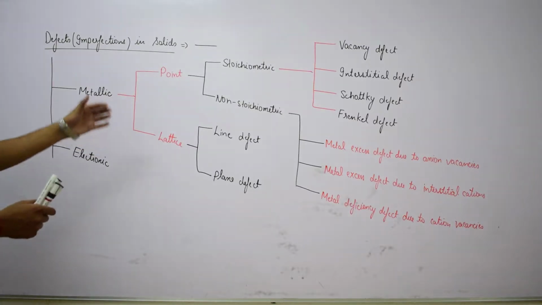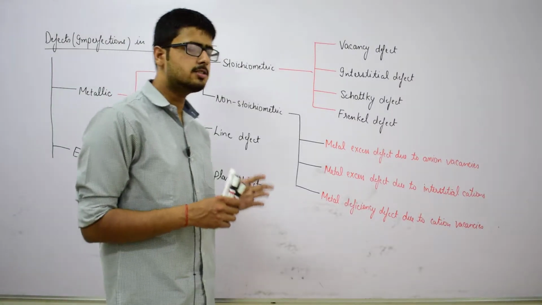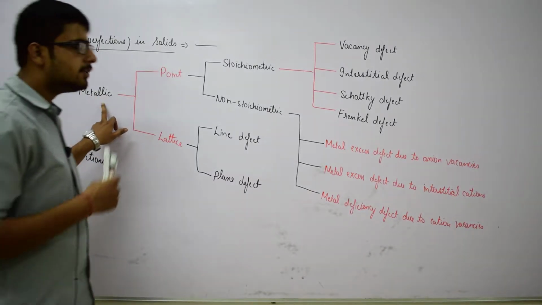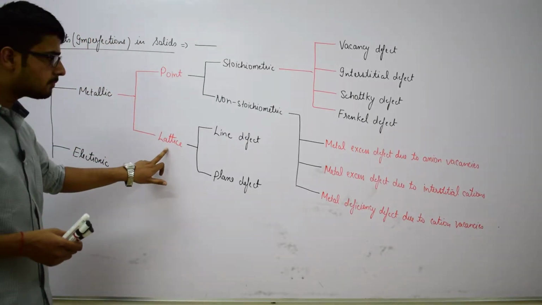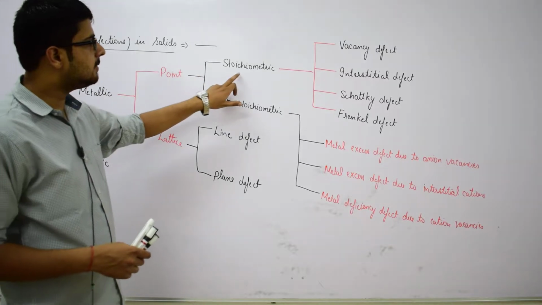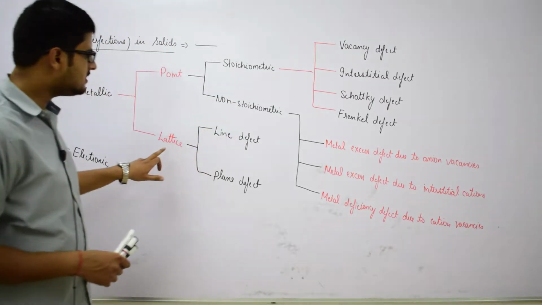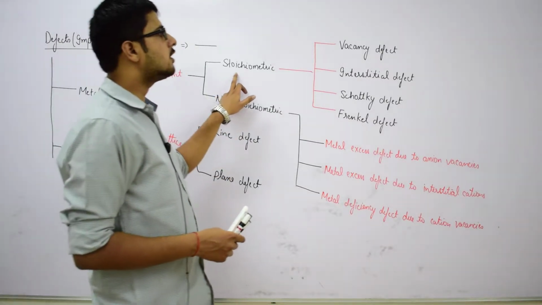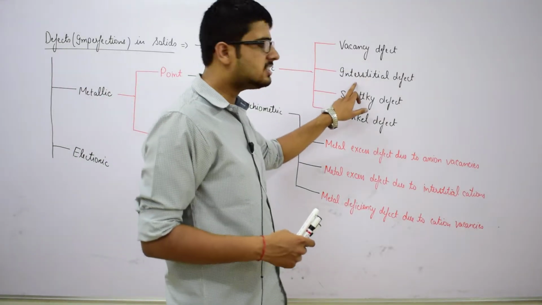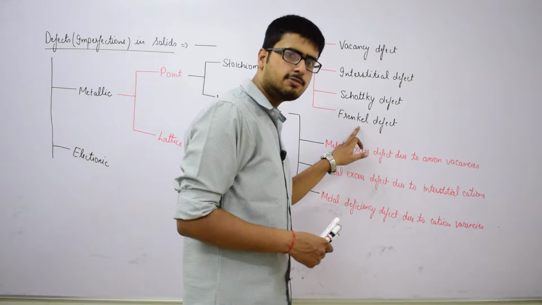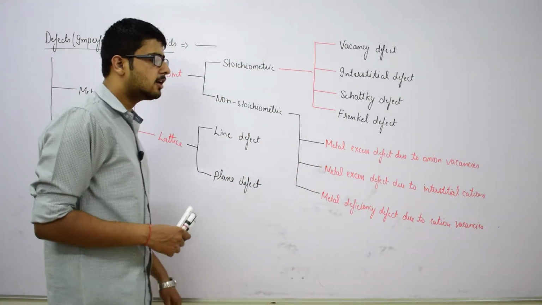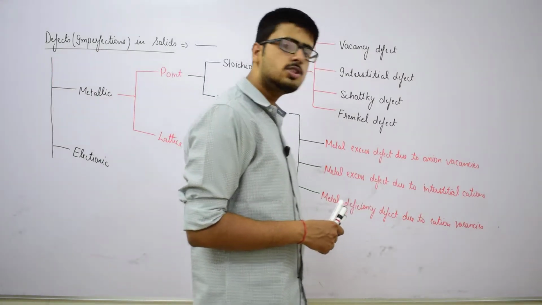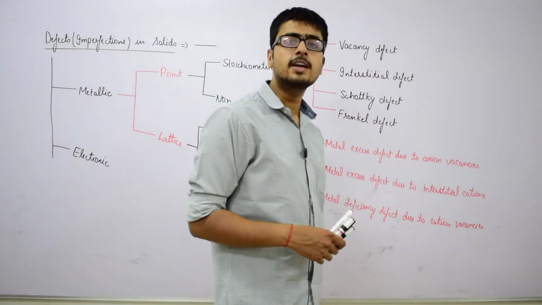Mainly, defects or imperfections in solids are of two types, metallic defect and electronic defect. Metallic defects are of further two types, point defect and lattice defect. Point defects are of further two types, stoichiometric defect and non-stoichiometric defect, and lattice defects are of further two types, line defect and plane defect. These stoichiometric defects are of further four types: vacancy defect, interstitial defect, Schottky defect and Frenkel defect. Non-stoichiometric defects are of further three types: metal excess defect due to anion vacancies, metal excess defect due to interstitial cations, and metal deficiency defect due to cation vacancies.